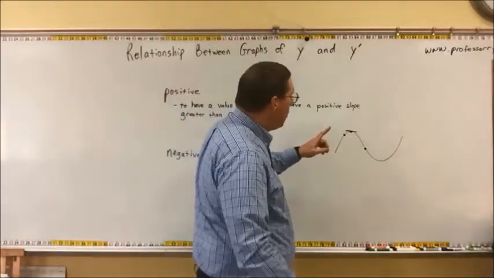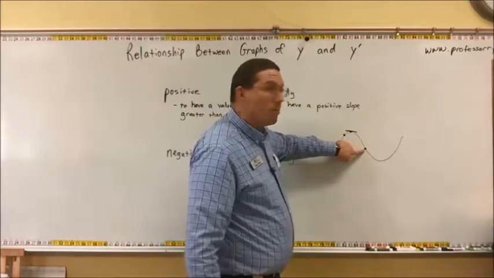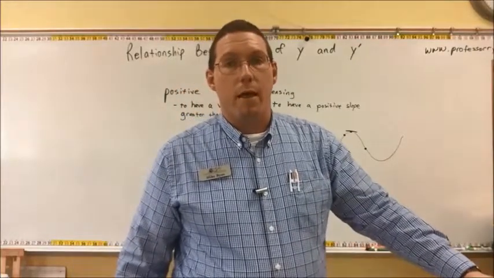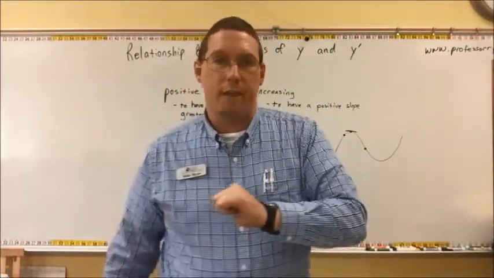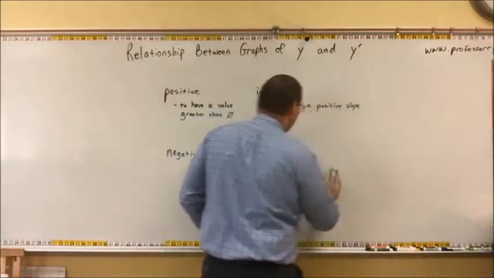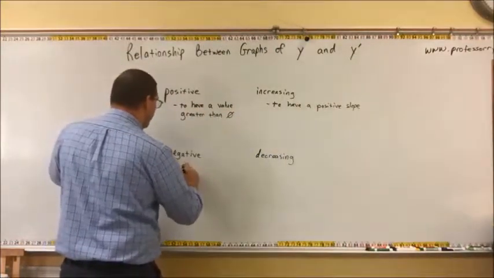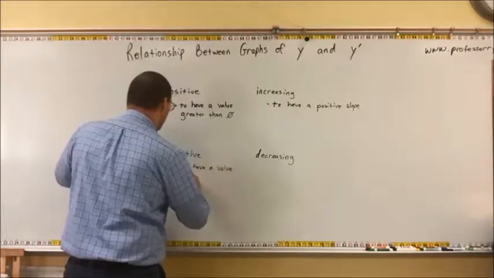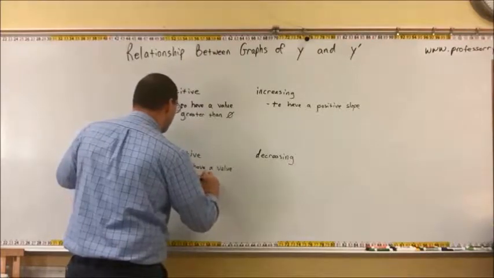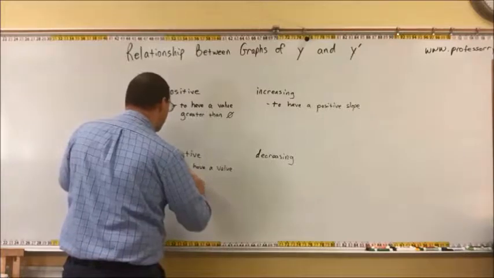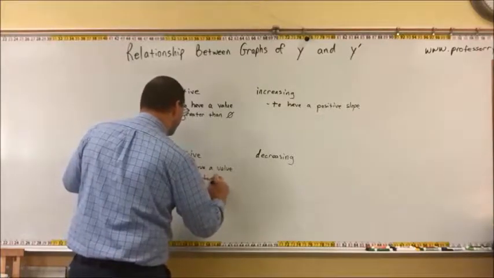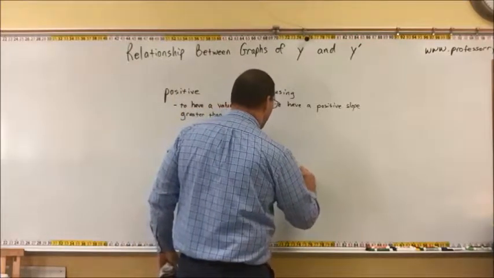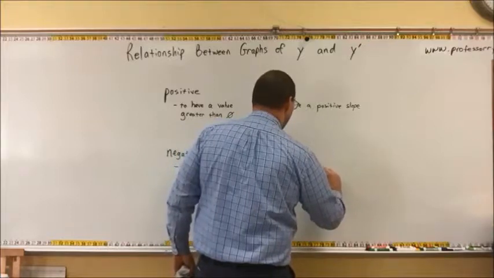So the reason they would say that the slope is decreasing is they're really saying that the graph is decreasing, and that means that the slope is negative. And so this is what I'm saying: the definition of negative means to have a value less than 0. And then decreasing means to have a negative slope.